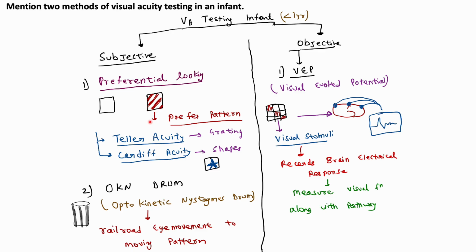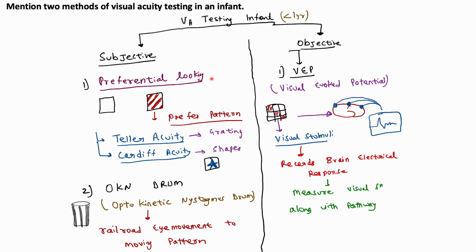It can be of two types. One is Teller acuity cards or the other is Cardiff acuity cards. In Teller, if we have a grating-like pattern, it is known as Teller. If it has some shapes, then it is Cardiff. Other test is the OKN drum. It is known as the optokinetic nystagmus drum, in which the drum is rotated and the child follows the stripes as the drum rotates. So we can see a real-world pattern of eye movement.